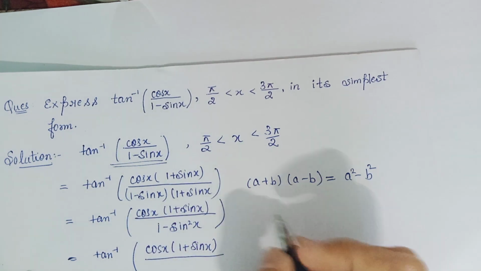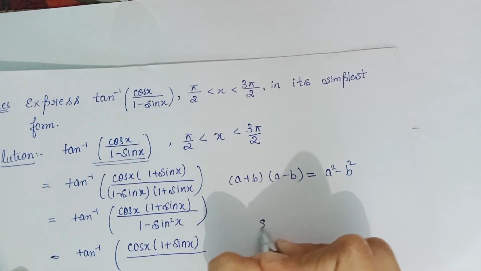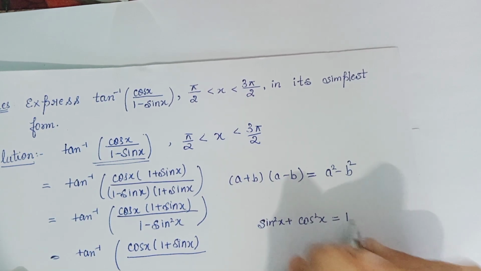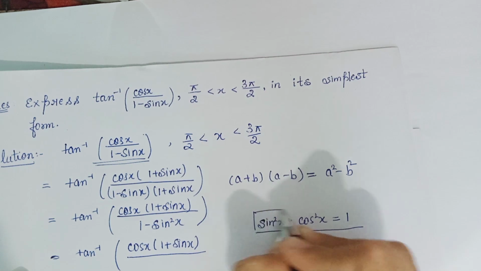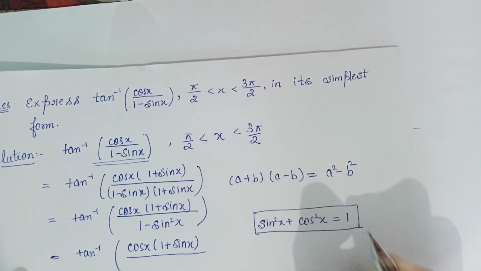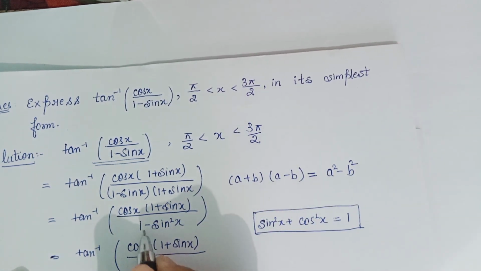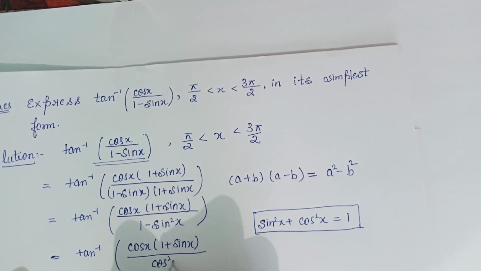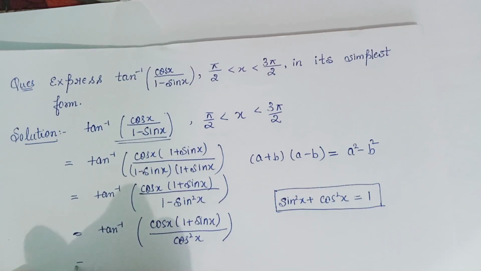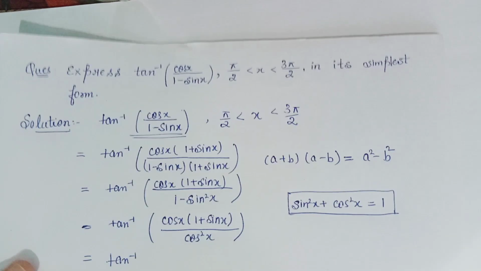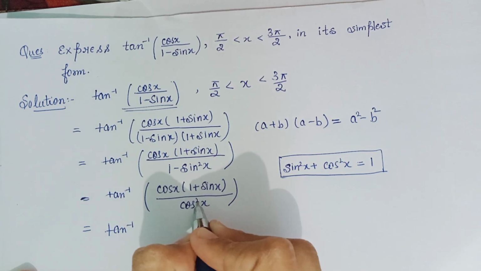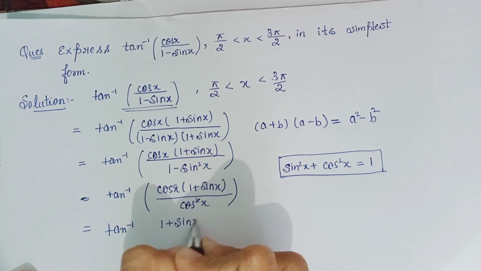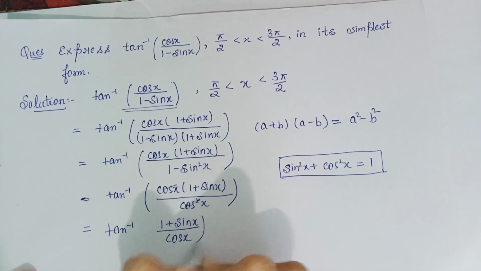We know that sin square x plus cos square x is equal to 1. This is a trigonometric formula. So if we look at this, we can replace 1 minus sin square x by cos square x. So it will become tan inverse, we can cancel this cos x with this cos x, so it will become (1 plus sin x) upon cos x.